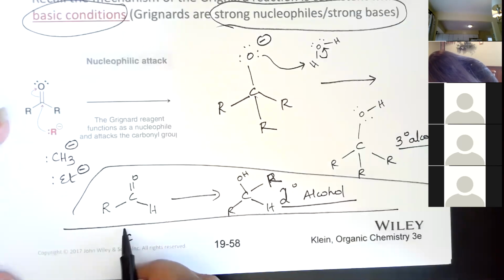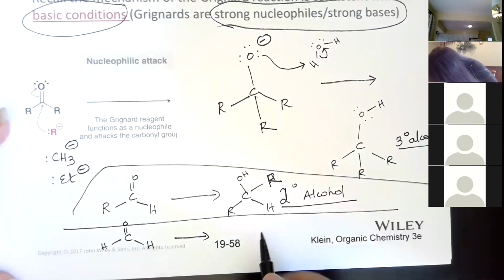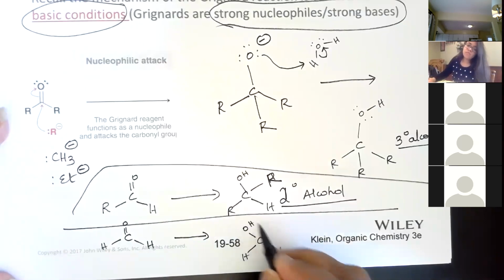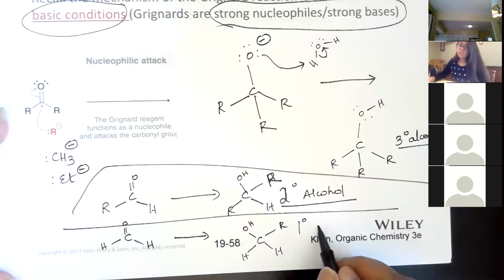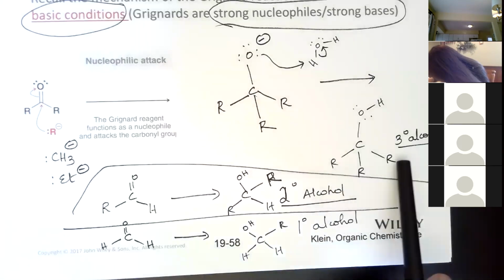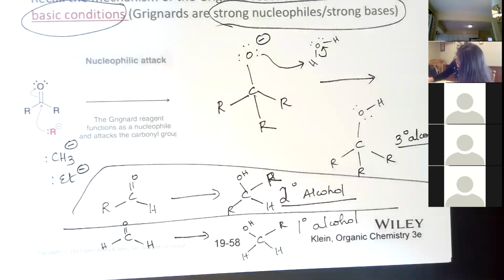If you want primary, you have to use methanal, the simplest aldehyde. Okay, again, a review. Don't forget about chirality, because I can have 3 different R groups, 2 different R groups. Okay.